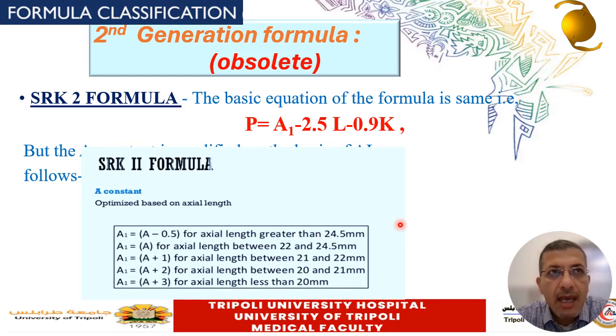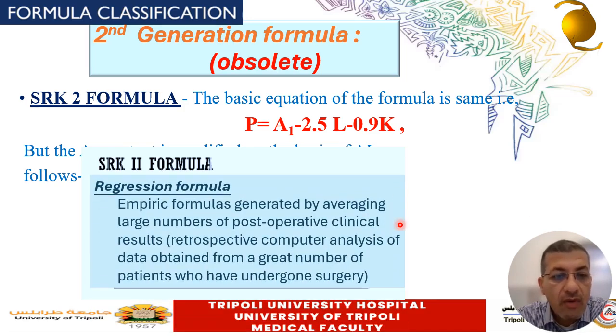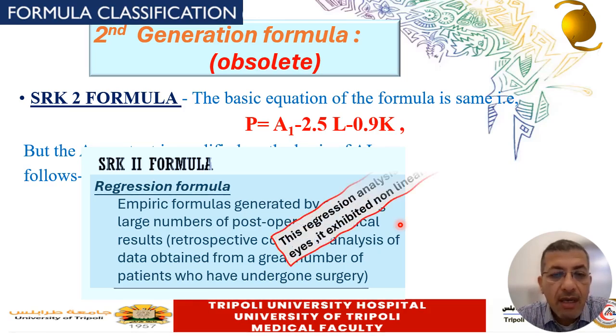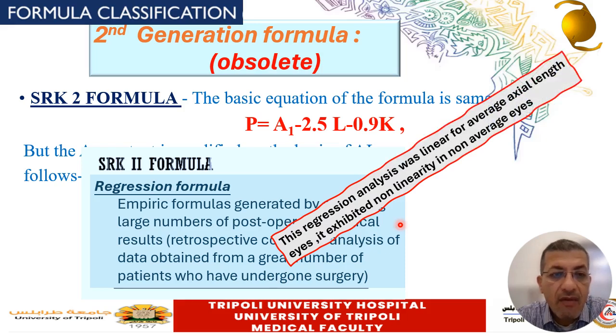And for that, they upgraded to the third generation and established the SRK/T formula, which is a combination of both a theoretical formula as well as a regression analysis formula. The SRK2 formula is a regression analysis based on the results after the calculation of the power of the IOL. They determine the error that appears and modify the A constant according to the axial length, as I said earlier. However, this is a regression formula that is obsolete now and not used because of the refractive surprises that happen in the extremes of the eye.